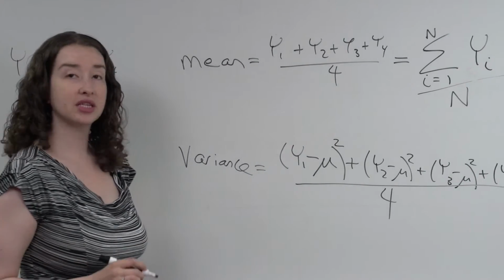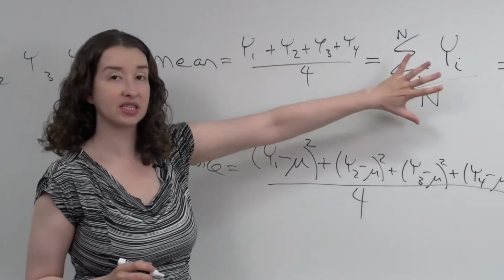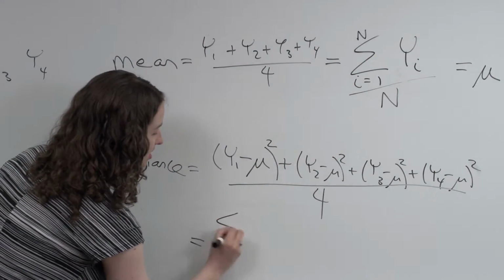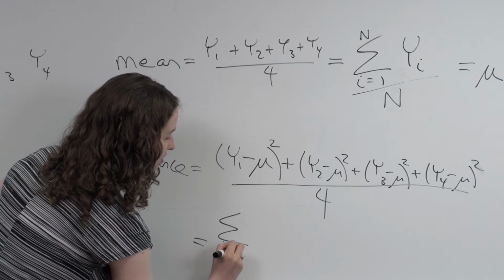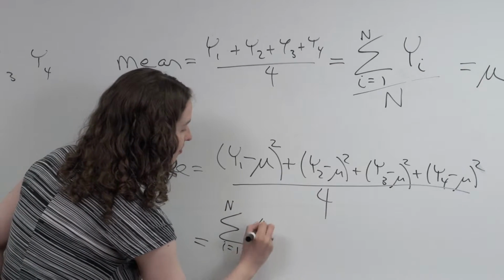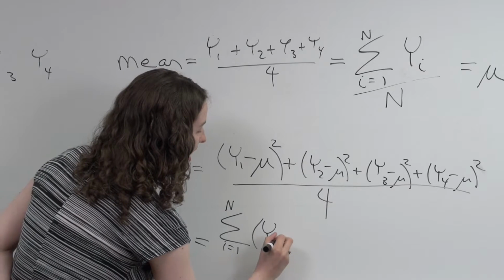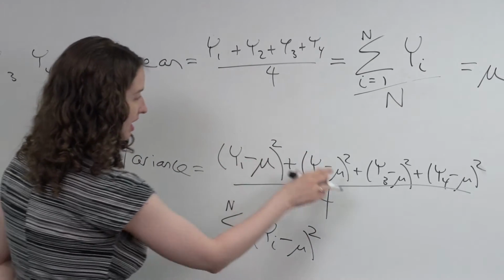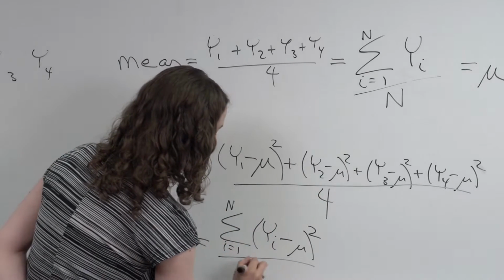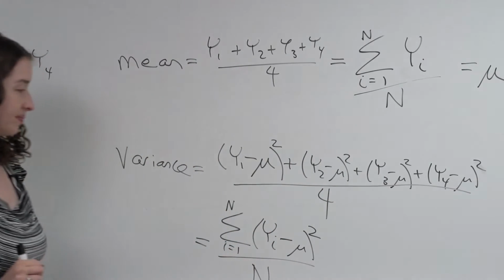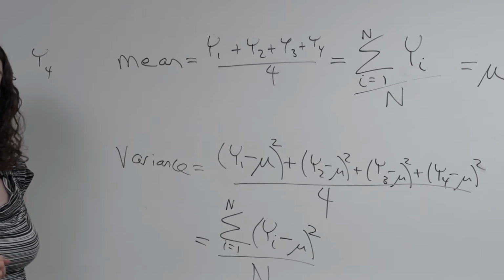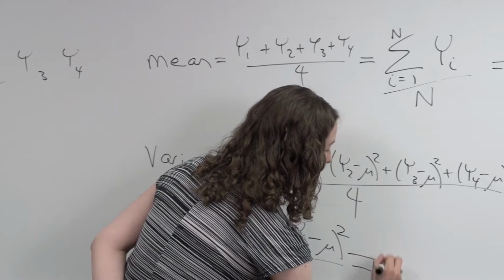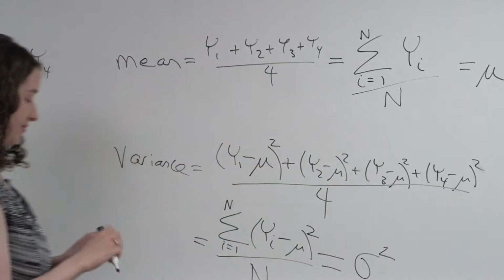Now I'd like to represent this quantity in terms of this same kind of sigma notation that I used up here. So what we have is the sum, where i goes from 1 to capital N, of yi minus mu squared, because I'm summing that up for each value of i, divided by N. And that's the variance. In particular, it's the population variance, which we notate sigma squared.